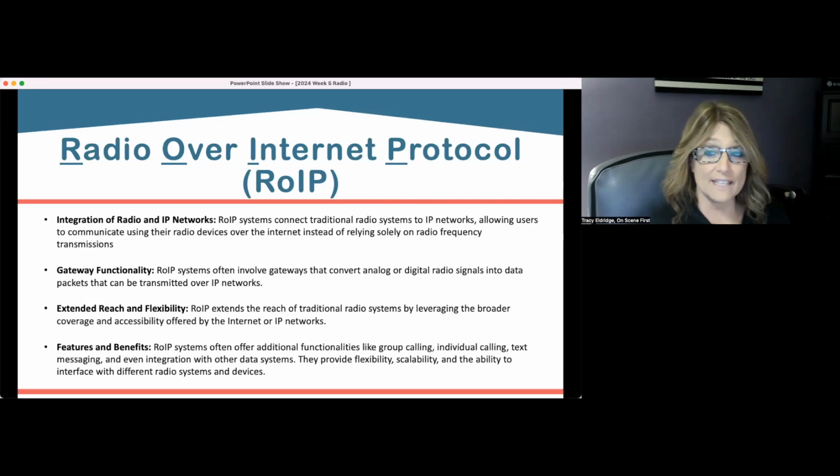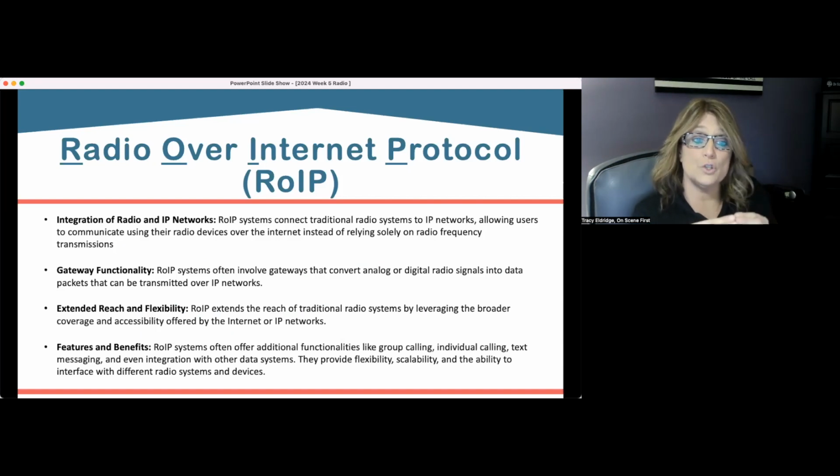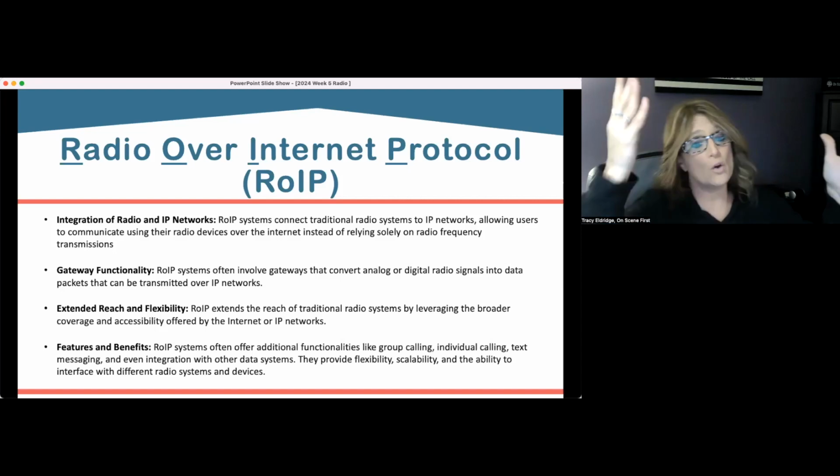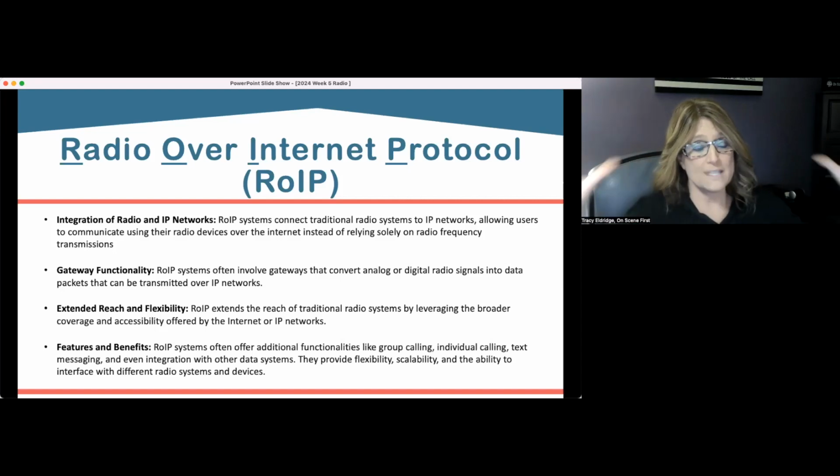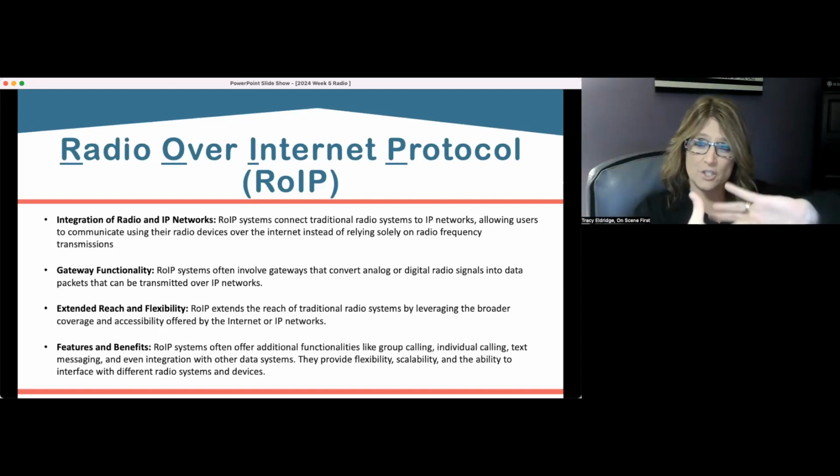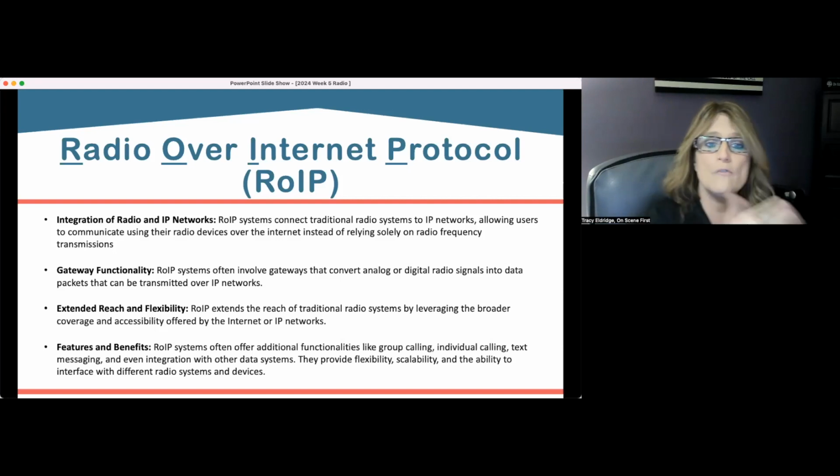They have to have a gateway functionality, just like we're going to see. Gateway is a term I talked about before. I'm going to talk about it again when we talk about next generation 911. The gateway functionality basically allows you to connect an analog radio, digital radio. You can take this information and change it into what you need for it to be able to cross over into that ROIP environment.